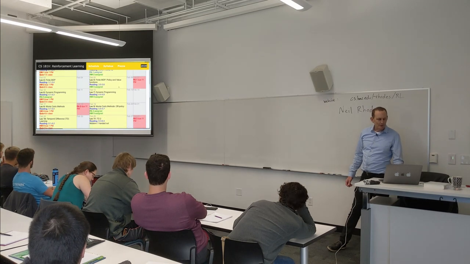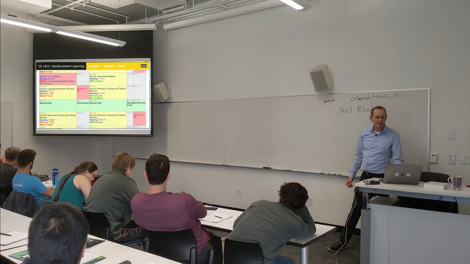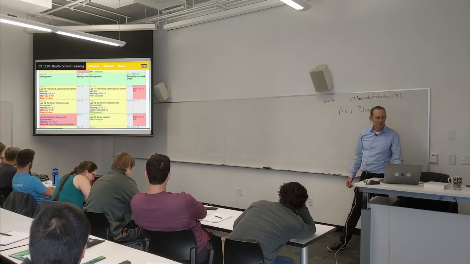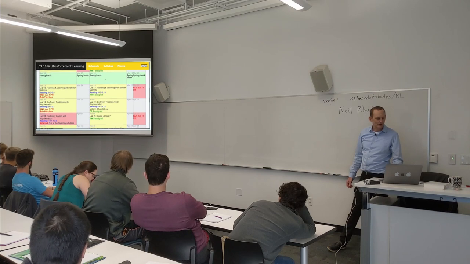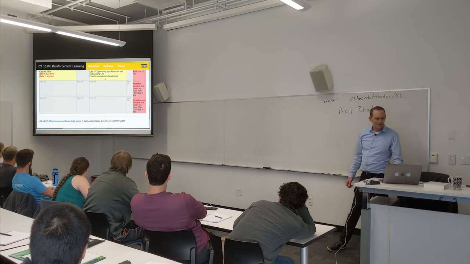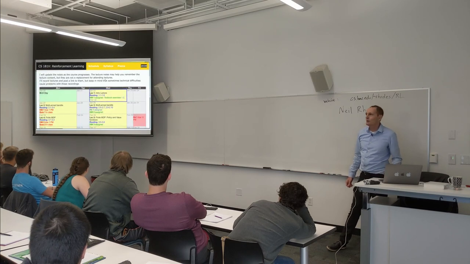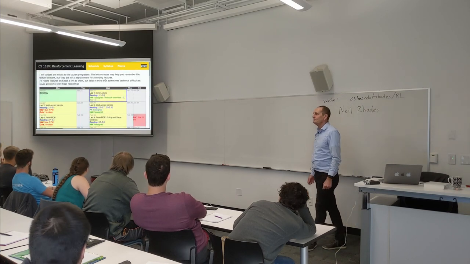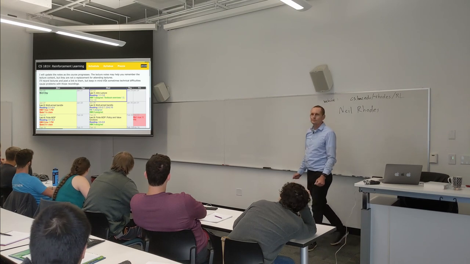I think that's about it. We can see the reds basically are when stuff is due. The green are the exciting times when there's no class and vacation. And that is about it. Any questions so far? Okay.